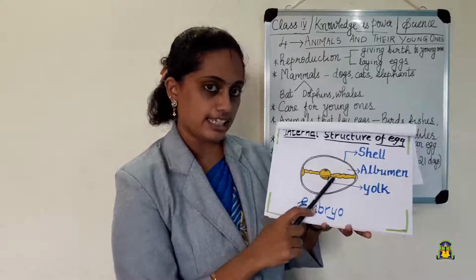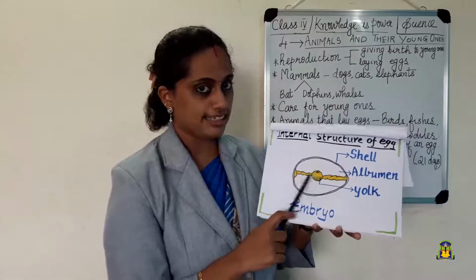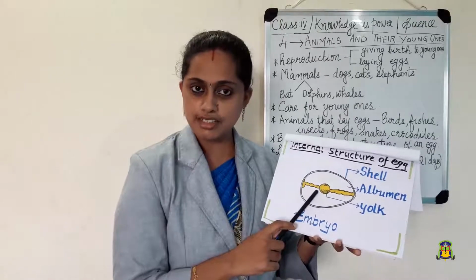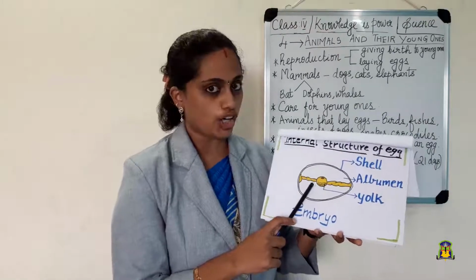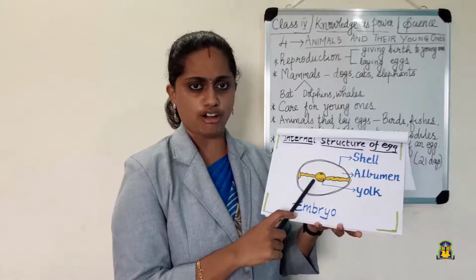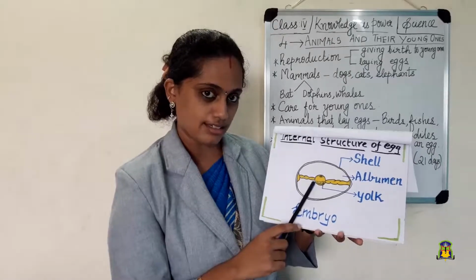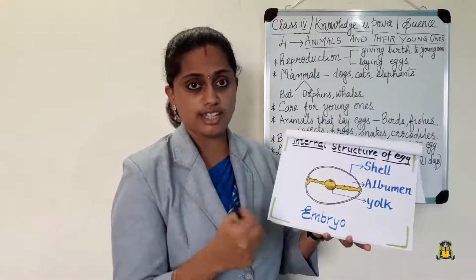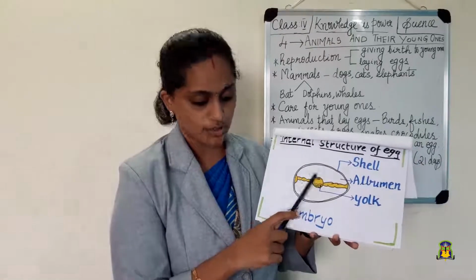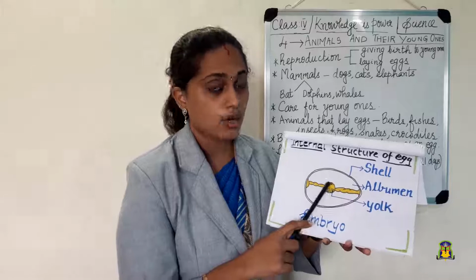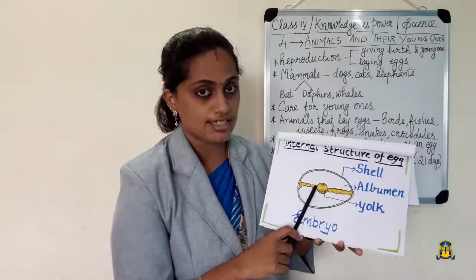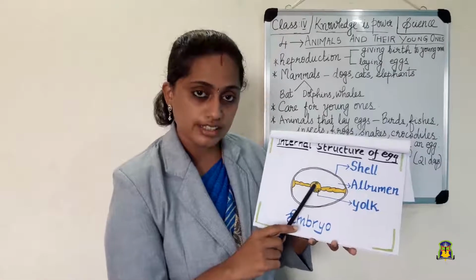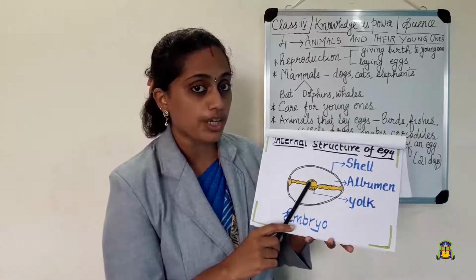Now we have a yellow liquid. What is that yellow liquid called? Yes, that yellow liquid is called yolk. You might have heard of egg yolk. What is this yolk rich in? Yes, this yolk is rich in fats, vitamins, and minerals. Okay, so it is this egg yolk which will give food for the growing baby.